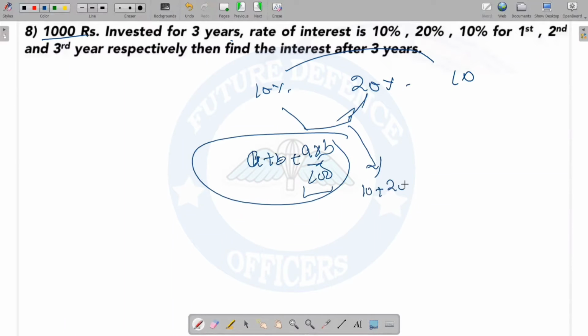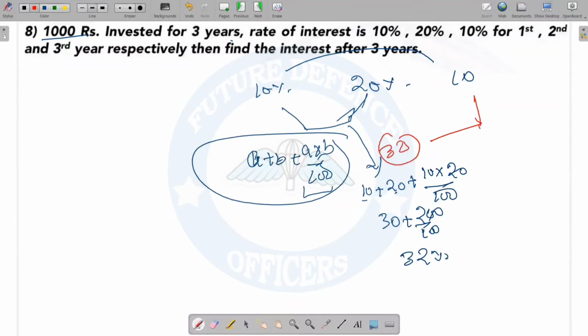So how much is it actually? 10 plus 20 plus 10 into 20 upon 100. So it became 10 plus 20, 30, plus 200 upon 100, which means 32%. Now what is our task next? To merge this 32%, which we got from here, with this 10. So let's merge this with 10.